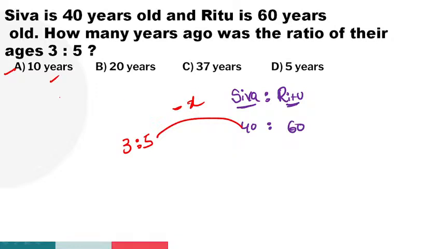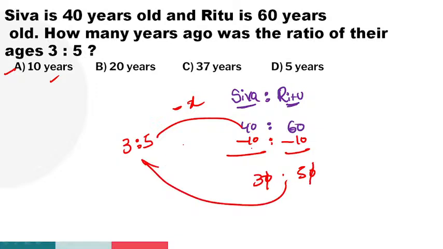What is the first option? 10 years. Ago means minus, right? 40 minus 10, 60 minus 10. 40 minus 10 is how much? 30. 60 minus 10 is how much? 50. And the zeros cancel. The remaining answer is 3 is to 5. Does it satisfy or not? Yes, 3 is to 5. That's why option 1 is the right answer, guys. So 10 years ago, their ages ratio is 3 is to 5. You can find out the problem in any way, no issue. And move on to next one.